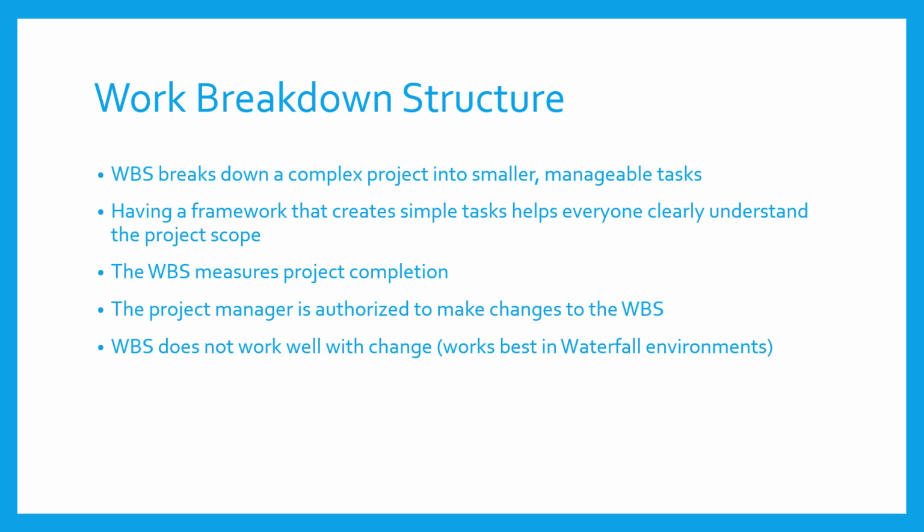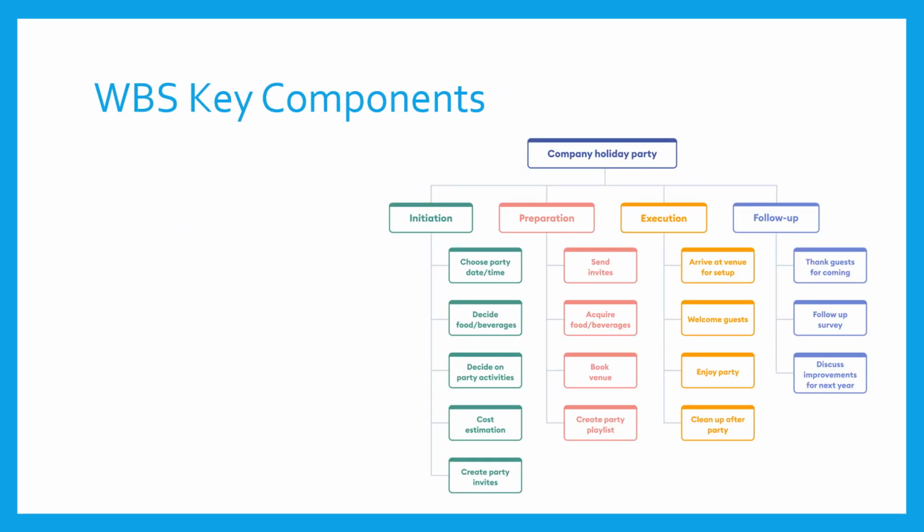If a change does need to be made to the WBS, the project manager is the one authorized to make that change. However, one criticism of the WBS model is that it doesn't work well with changes. It works best on projects that are very predictable, where the goals aren't expected to change much. The WBS structure varies depending on the company and sometimes the project. There are no specific columns that occur in every WBS, but there are some general components.